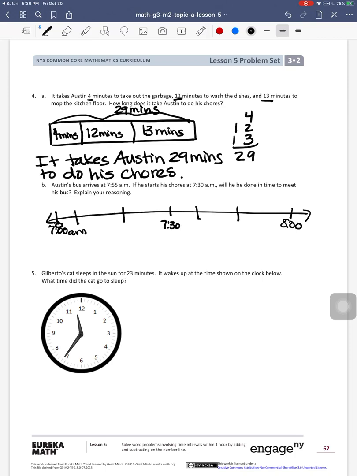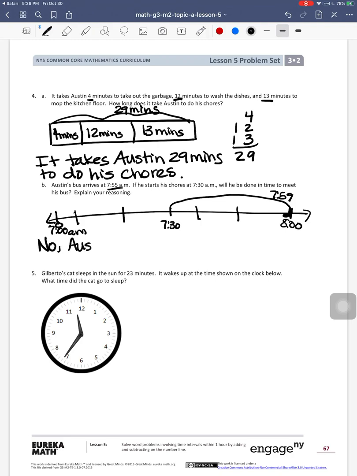29 minutes is 1 minute less than a half an hour. So that means he's finishing his chores 1 minute before 8. So at 7:59. So will he reach his bus at 7:55 if he finishes his chores at 7:59? No, he won't. He will miss his bus.